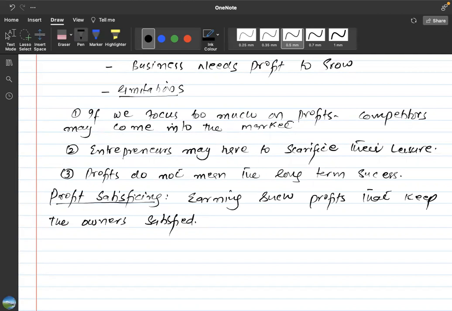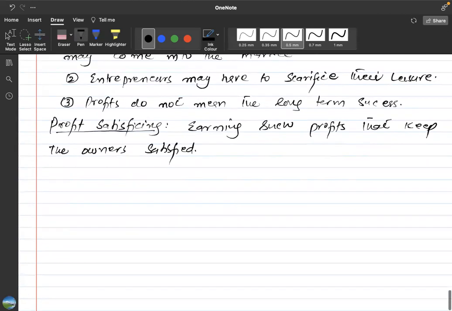Profit maximization was the aim in which they are always trying to increase the profit. Profit satisficing is the aim, especially for the small businesses. When they earn a satisfactory amount, the owner becomes okay with that. The owner becomes comfortable with that, and they do not try to earn more than that. Then another objective of the business is growth.